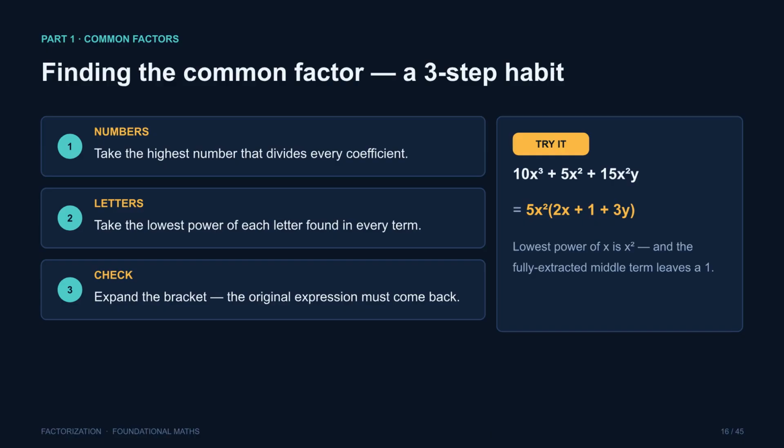Make it a habit. 1. Find the biggest number that divides every coefficient. 2. Take the lowest power of each letter present everywhere. 3. Expand the bracket to check. The example shows all 3 rules in action.